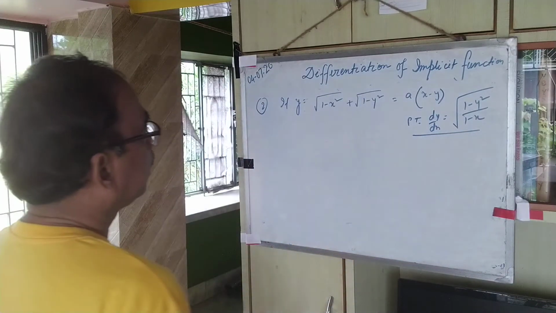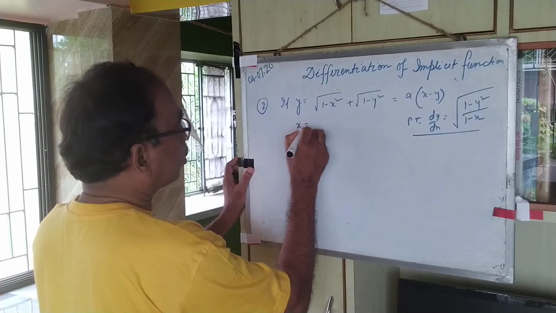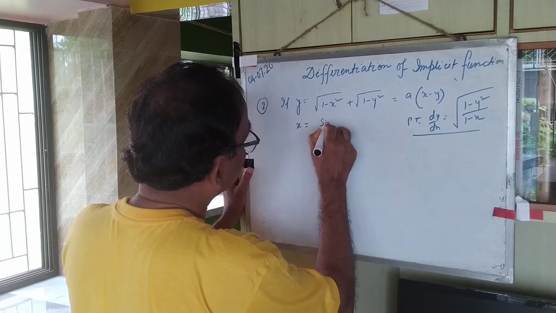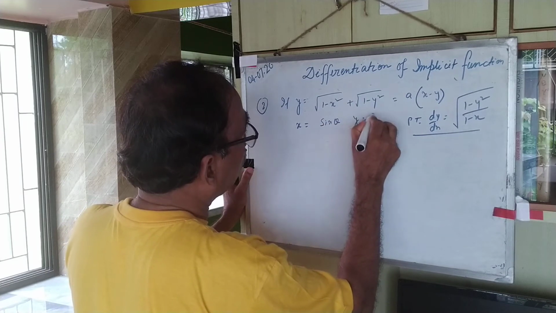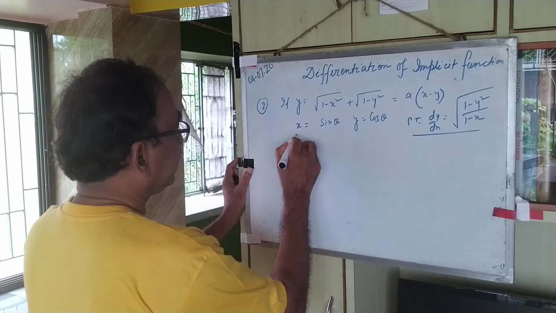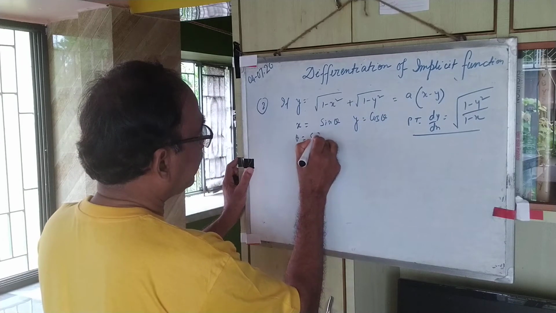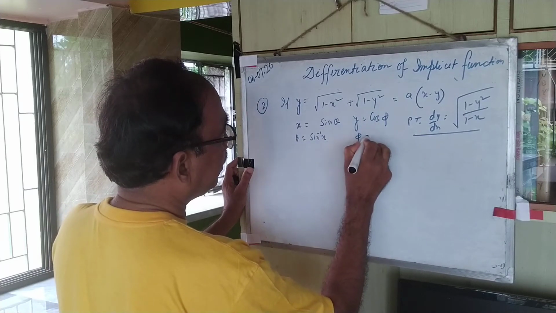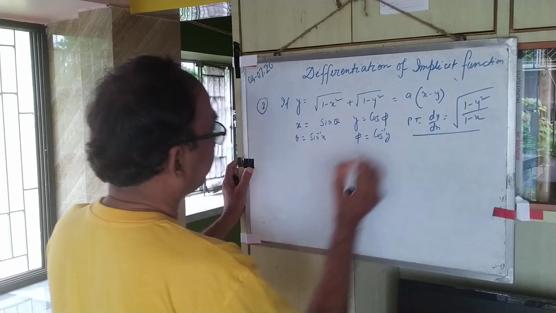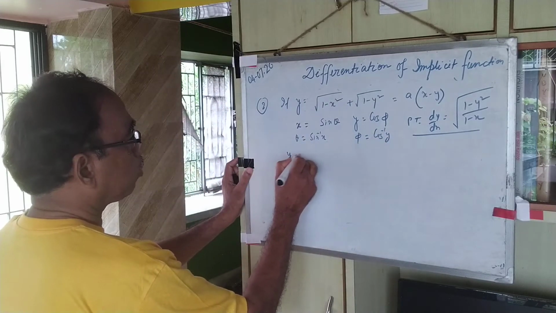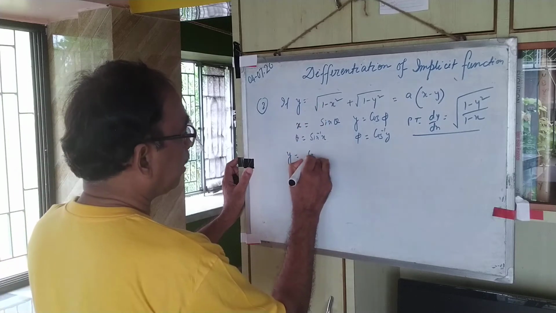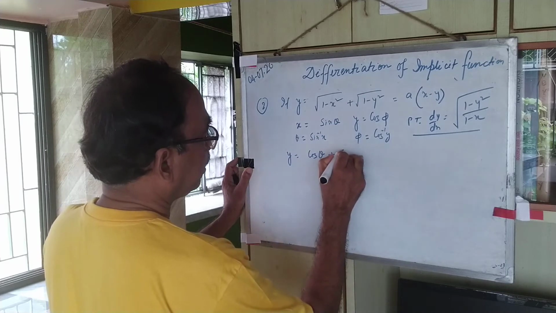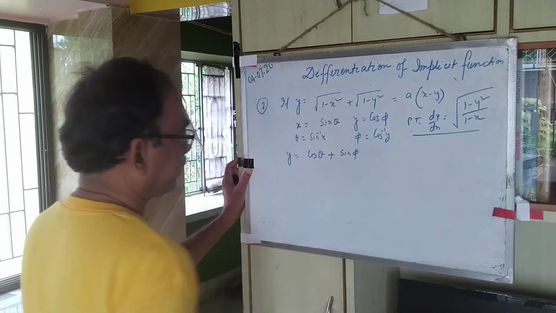In this case, we put x equals sine theta and y equals sine phi. Then theta equals sine inverse x and phi equals sine inverse y. Now put it here. Root of 1 minus sine square theta is cos theta, plus root of 1 minus sine square phi is cos phi.